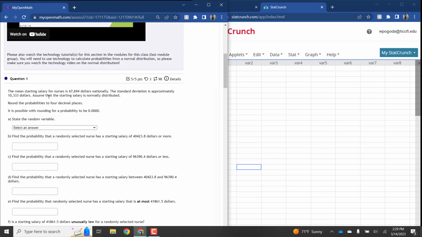$67,694 nationally, and the standard deviation is approximately $10,333. By the way, these numbers aren't exact. There's no source of data for these numbers. It's just an example. It says to assume that the salary is normally distributed.